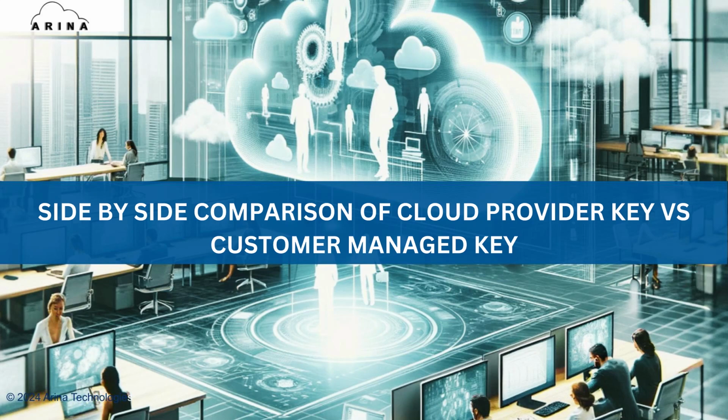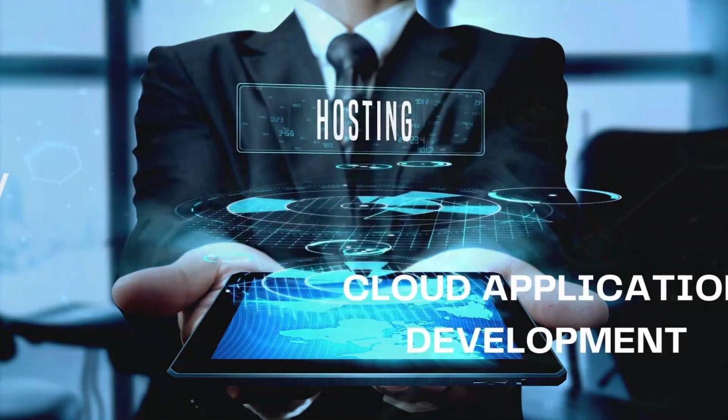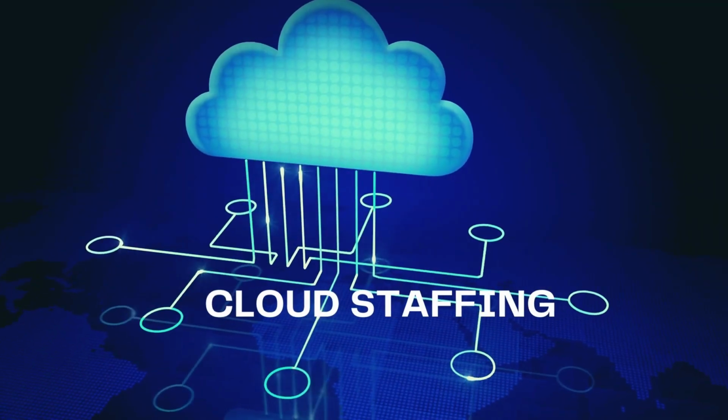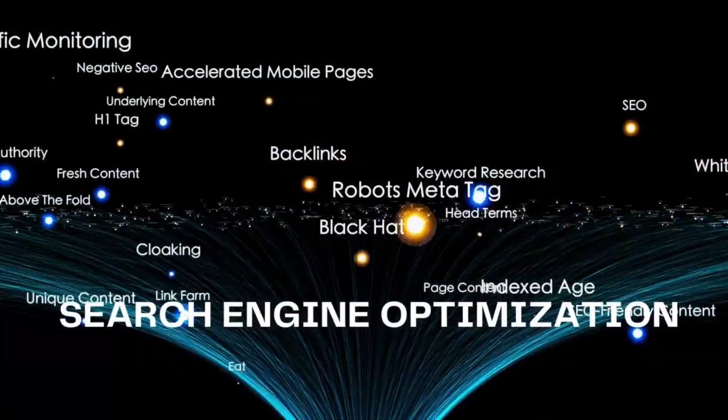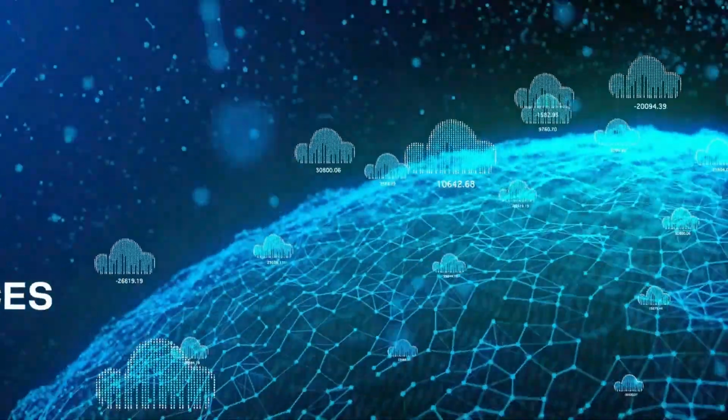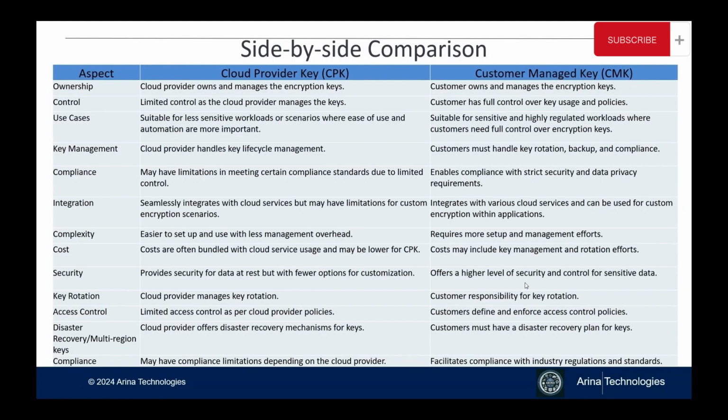I'll go with the comparison of the cloud provider key versus the customer managed key. The first thing is ownership, where a cloud provider owns and manages the encryption keys. But with the customer managed key, you have control of the keys. You could rotate it, you could destroy it, and you could set the encryption, decryption setup so that you have full control. Likewise, with the cloud provider key, there's limited control, as the cloud provider manages the key. With CMK, you manage the key.